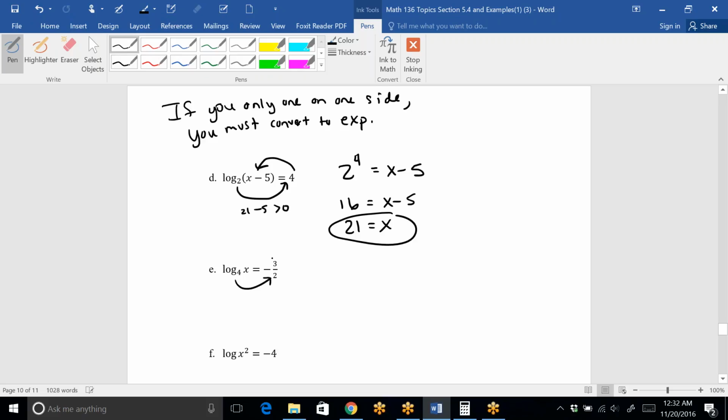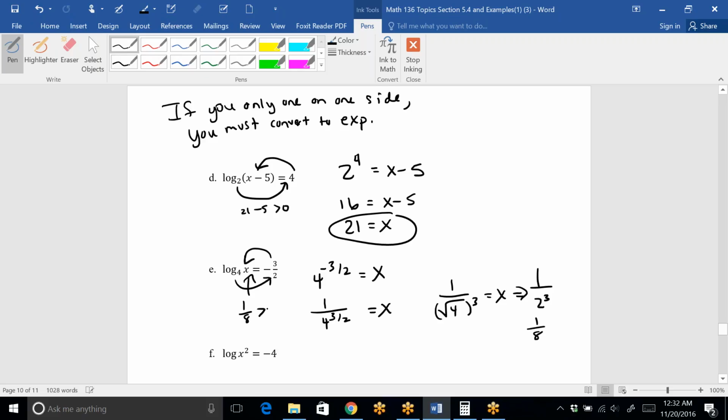So this would be 4 to the negative 3 halves equals x. Okay, negative 3 halves means that moves to the denominator. And then that is a radical. So that would be the square root of 4, and then we cube it. So that is 1 over 2 cubed, which is 1 over 8. And since this is just an x, 1 over 8 is definitely greater than 0. So that is our solution.